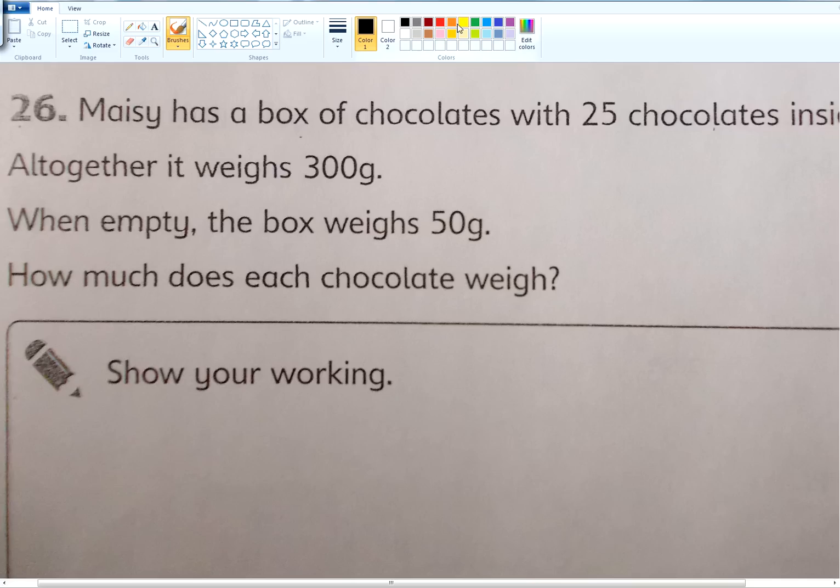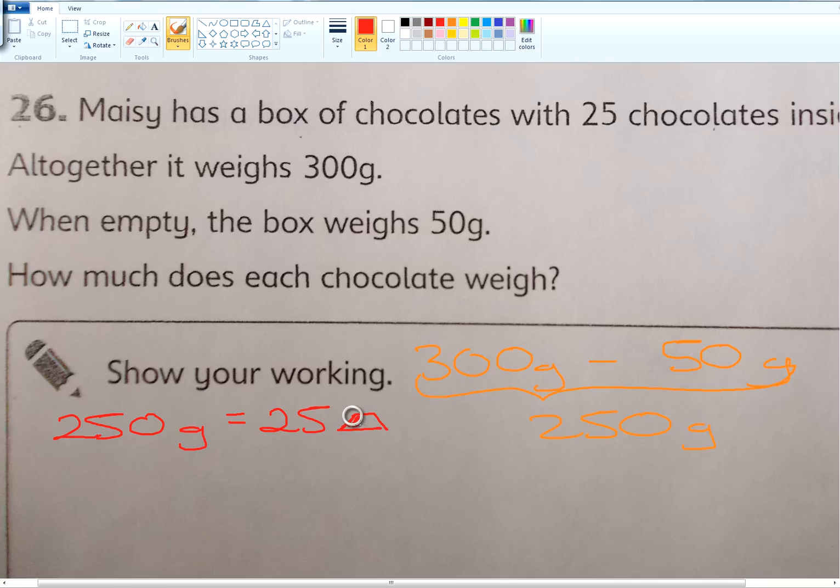So what do we do first of all? First of all, we say 300 grams is the total. We minus the weight of the box. So 300 minus 50 will give us what? It gives us 250 grams. Is that right? Yeah. So 250 grams is the weight of the chocolates. So now let's change color. So we can say now 250 grams is equivalent to how many chocolates? 25. 25 chocolates.